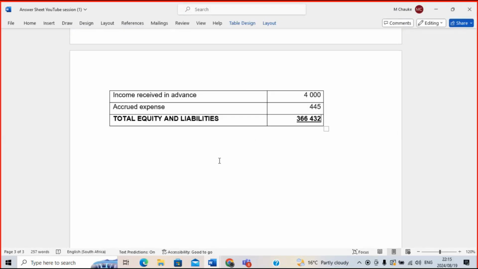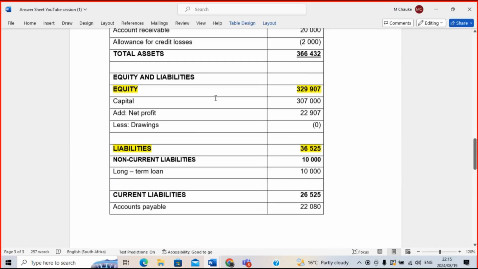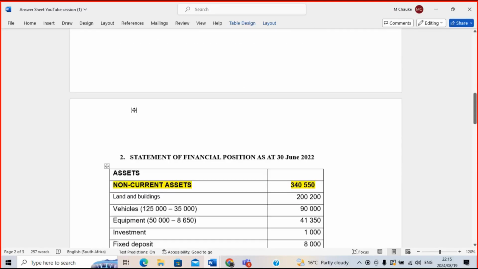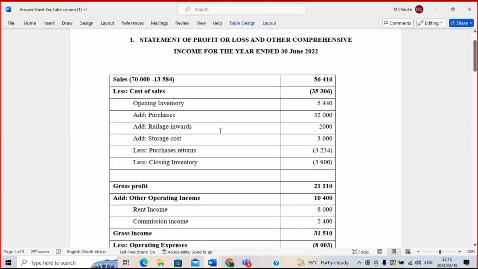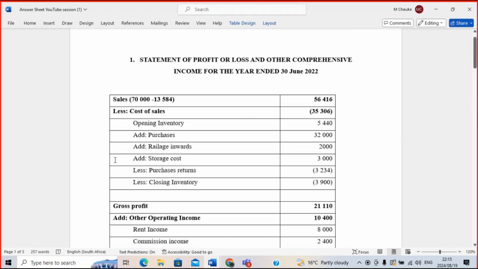Import duties is one of the items that we use to calculate cost of sales, so it's going to be added there. Import duties fall under the statement of profit or loss. When you want to calculate cost of sales and you see import duties, you bring it here and add. I hope I'm clear. All right, thank you. Any question? You can type or unmute and talk to me, no problem.